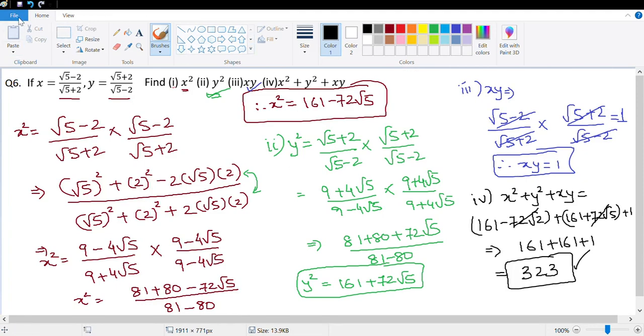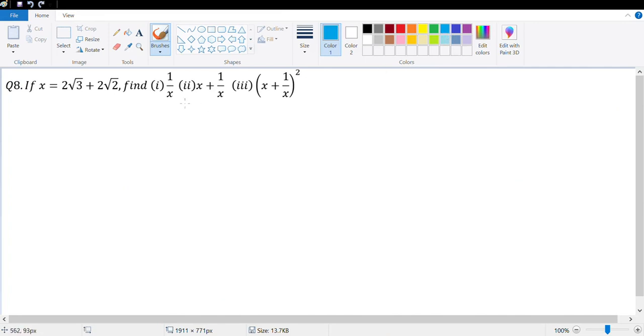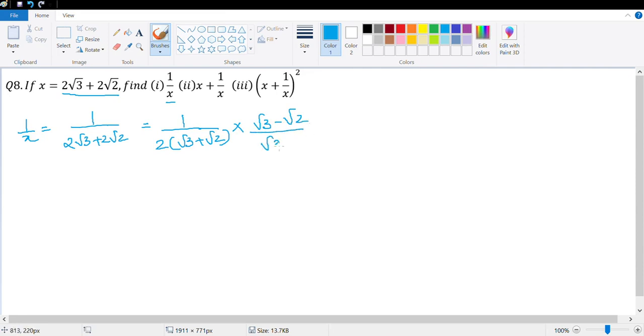Let's look at the next one. The next one that we do is question number 8. It says if x is equal to this, we need to find the value of 1 upon x. So 1 upon x would be 1 upon 2 root 3 plus 2 root 2. Now I notice 2 is common in both these elements, so let me take this out. This is 2 times root 3 plus root 2. We know we can't keep irrational numbers in the denominator, so let's rationalize. So when I rationalize, I'll rationalize this with root 3 minus root 2 upon root 3 minus root 2.